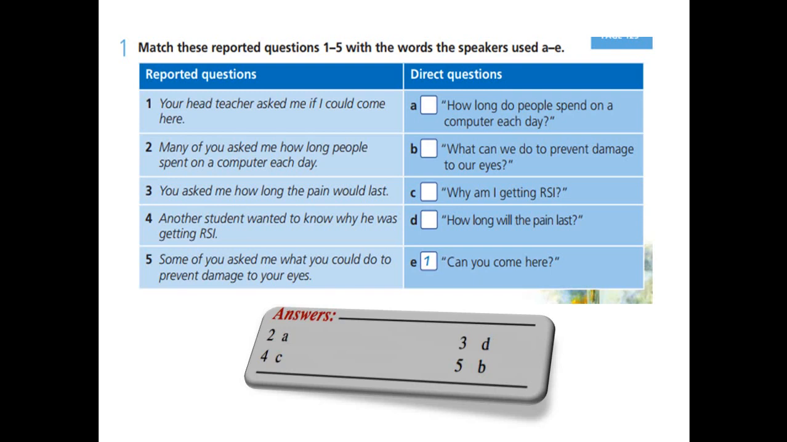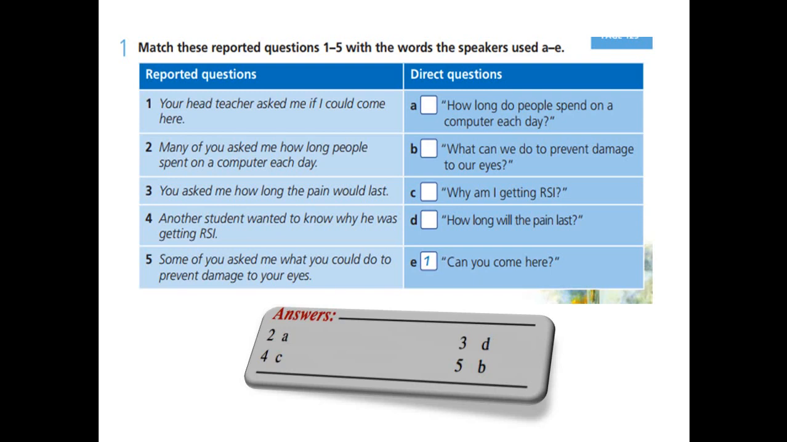Now this is part of the book, the only exercise on the grammar part here. We just want to match. What do we want to match? The reported question should be matched to the direct question. On the left you have some reported questions, and the right column includes some direct or straightforward words.